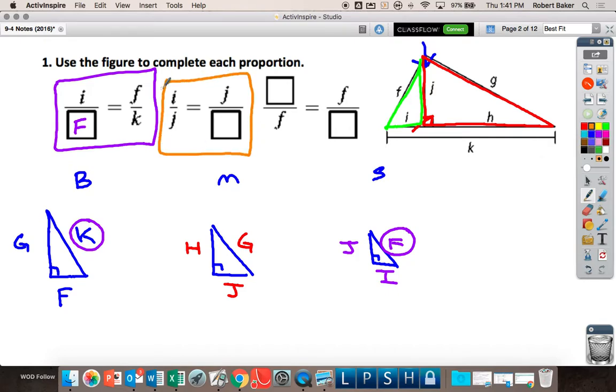Right? The next one says I over J. So do you see two triangles where I and J are in the same location? Small one and the medium. So it says the short leg over the short leg, that's I over J, equals J over H.